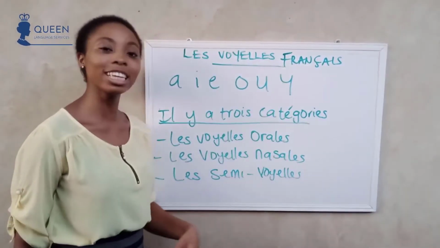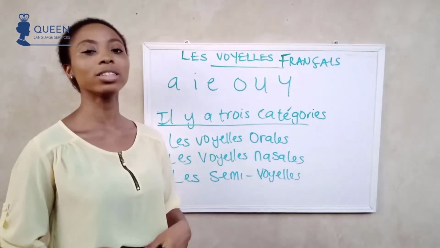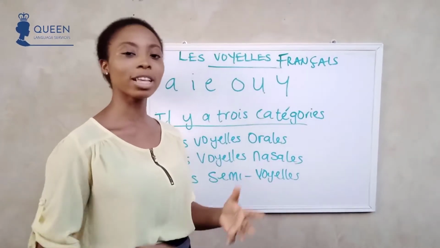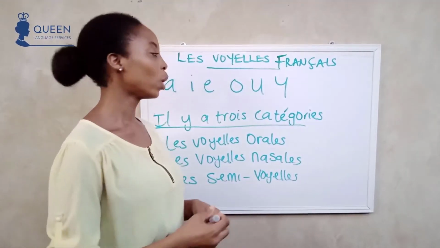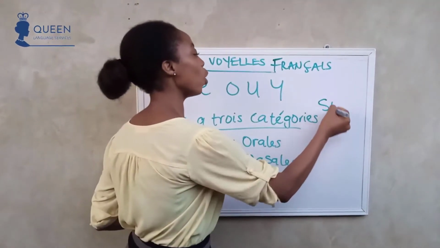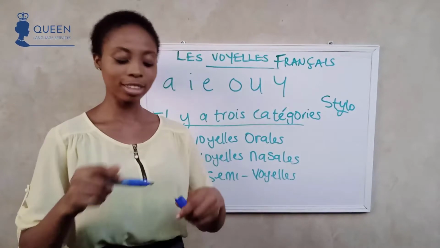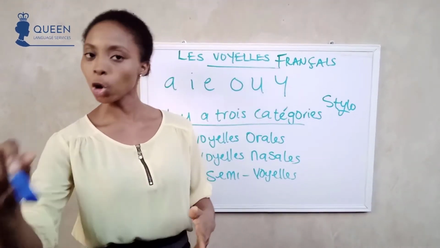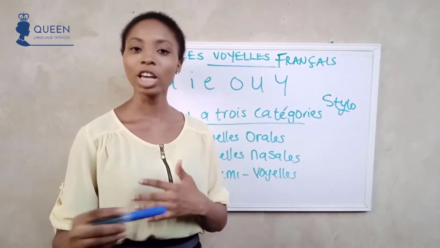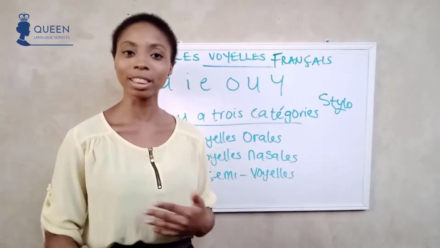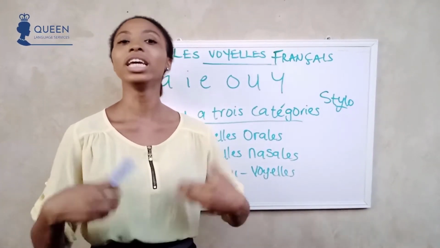Note this y gives the sound e in words when we meet them in words like stylo. So this y gives the sound e like stylo. Can you hear the pronunciation? Stylo. We are still going to learn more about that and their pronunciation in words.